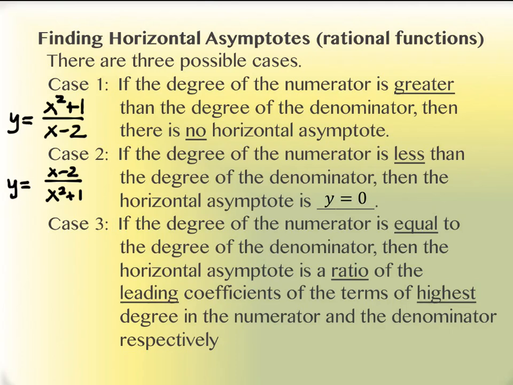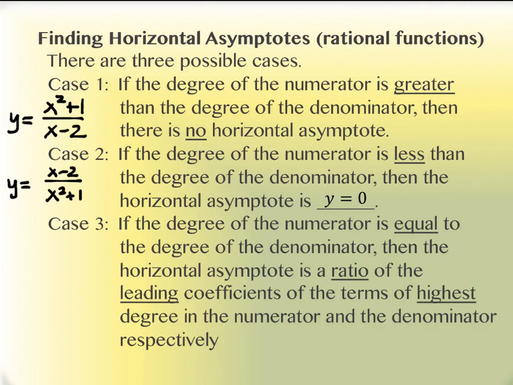Right? The degree of the denominator is bigger. So when we have the degree of the denominator larger, we get the asymptote that actually is the x-axis, y equals 0. Okay, so anytime we have a degree of the denominator larger, we get y equals 0 as a horizontal asymptote.